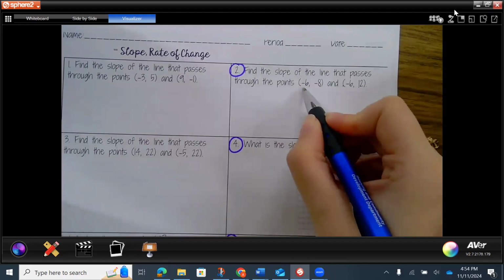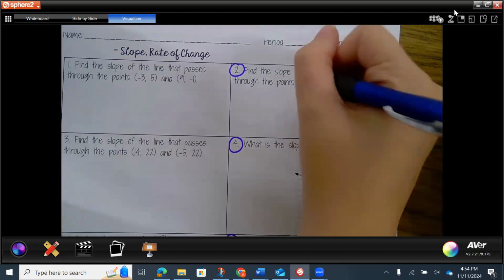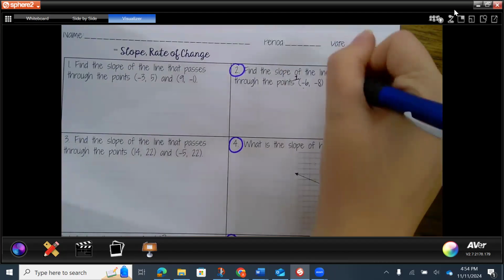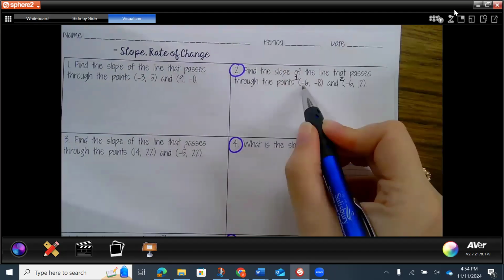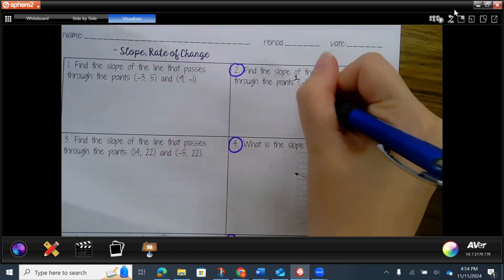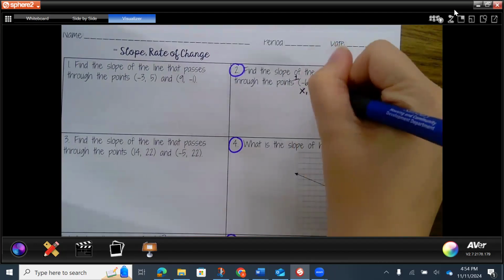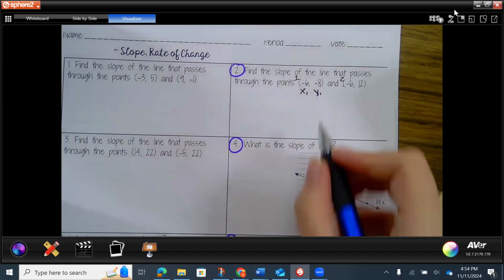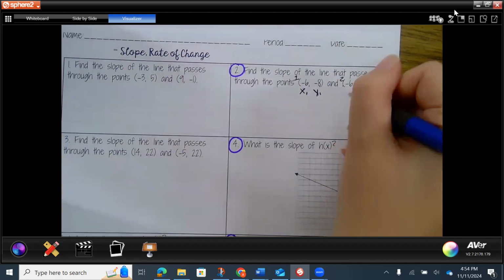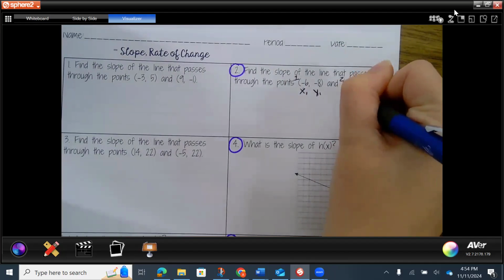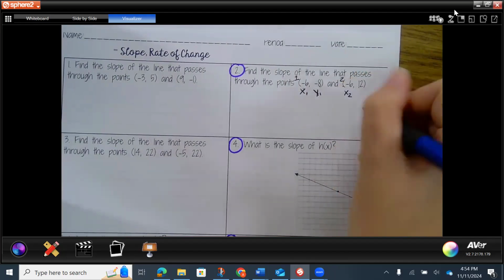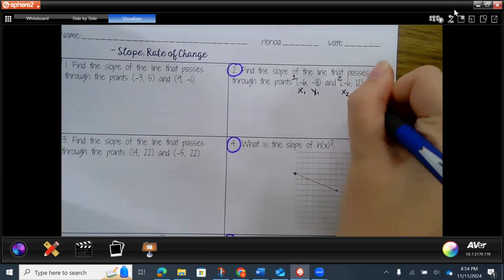So -6, so this is my first point. This is my second point. So -6 is my x value, so this is going to be x1. -8 is my y value, so this is going to be y1. In my second point, -6 is my x value, so this is going to be x2. 12 is my y value, so this is going to be y2.